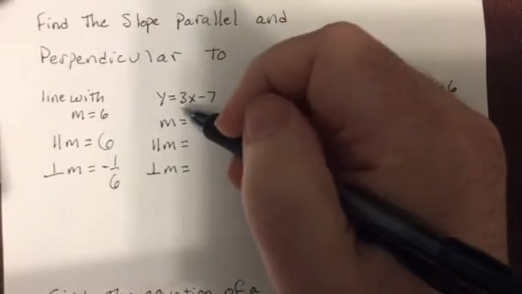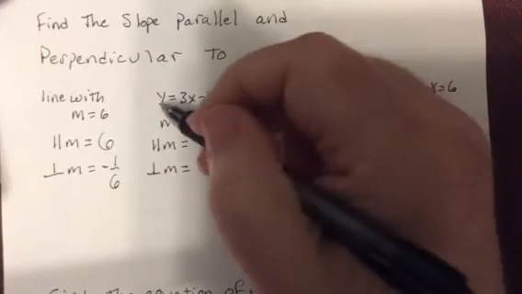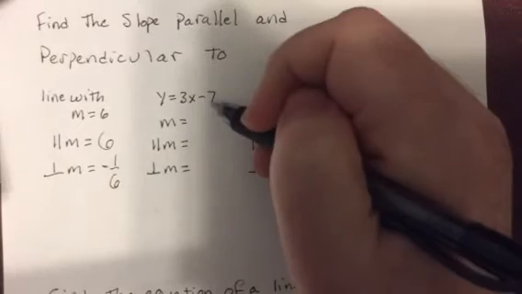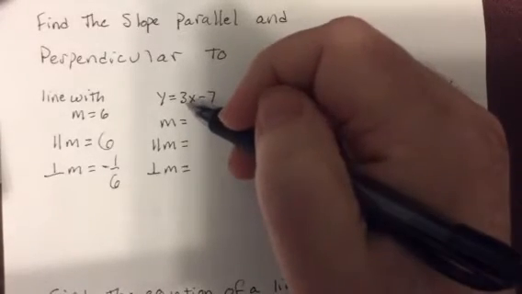Here we go. So I want the slope of this line. I want the parallel slope of this line. I want the perpendicular slope of this line. So, how do you find slope?